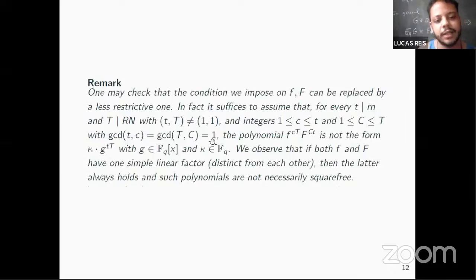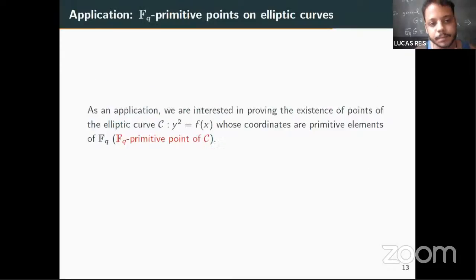Here's just a remark. In a proof using Weil's bound, we can get something milder than the condition we impose on f and F. And basically, we can obtain many pairs of polynomials that are not square-free, but still the theorem holds. But this is not very important. So just to finish, the application: we want to find points on curves with primitive coordinates. So essentially, in the application, we wanted to obtain effective results.